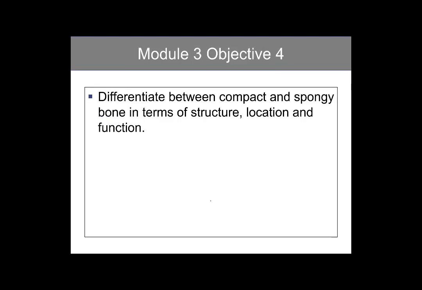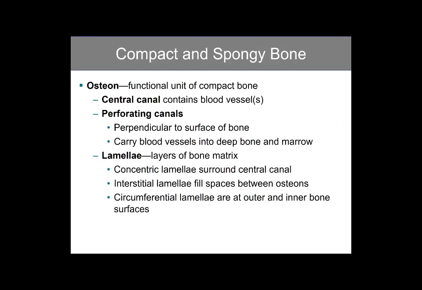Module 3, Objective 4: differentiate between compact and spongy bone in terms of structure, location, and function. In lab, we looked at the osteon. If you remember, an osteon is a unit of compact bone that contains a central canal that is surrounded by layers of matrix. And it's within those layers of matrix that your osteocytes exist. And of course, the canaliculi are going to connect the osteocytes to their neighbors as well as to the central canal.